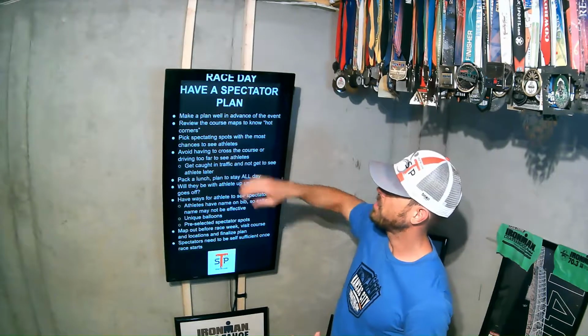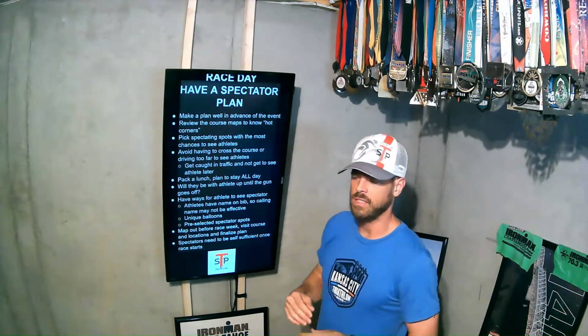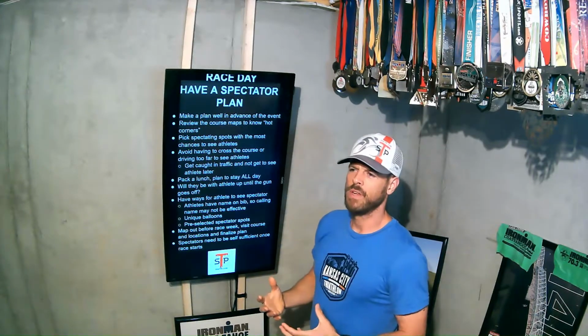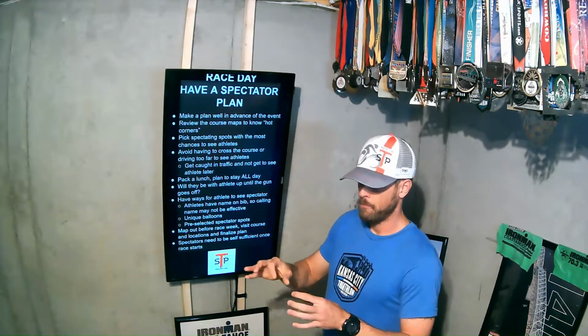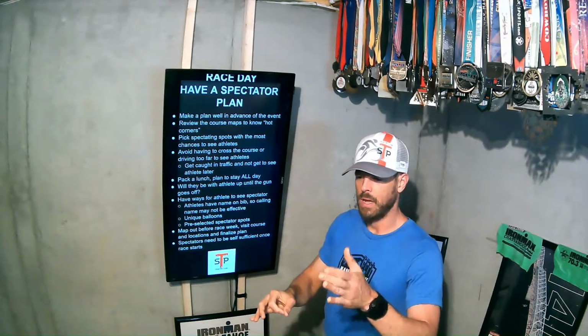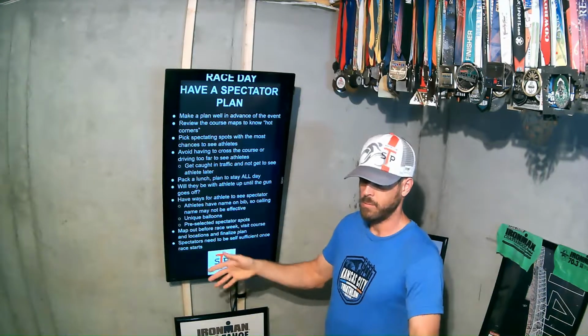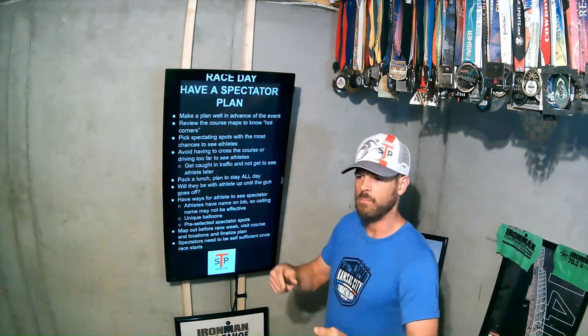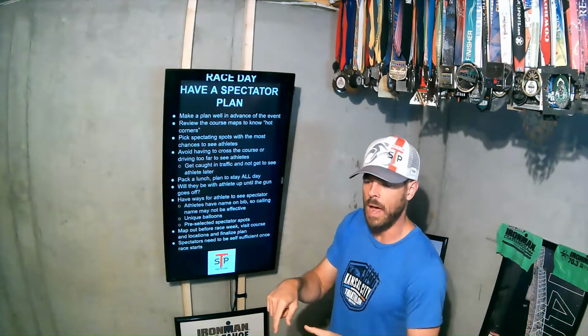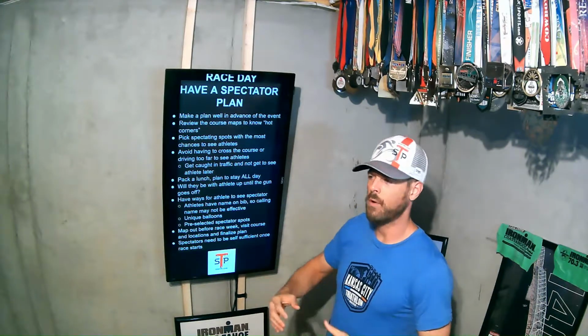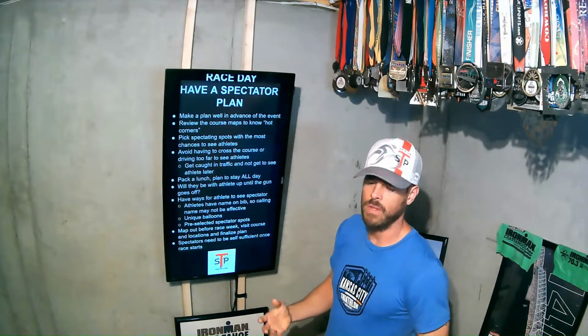So pick spectating spots with the most chance to see athletes. In events, they have what they call hot corners. If there are multiple ways, if you stick in one position, maybe an athlete comes on one side of you and then comes back on another side as they're doing loops. Maybe there's an opportunity where you're sticking to one side and you can see your athlete four different times without having to make a huge trek, without having to drive anywhere or travel anywhere.